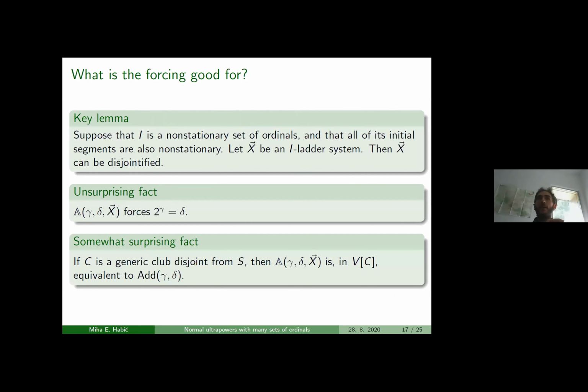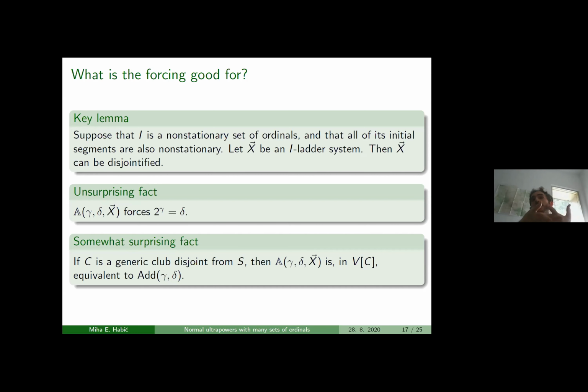You use the fact that your ladder system is based on this non-reflecting stationary set. What that allows you to do is basically pretend that a lot of these ladders are just pairwise disjoint, okay? That's the content of this lemma. The lemma says that if I have a ladder system that is supported on a non-stationary set, all of whose initial segments are also non-stationary, then all of these ladders can be disjointified, by which I mean you can pick a tail from each ladder so that all of those tails will be pairwise disjoint, okay?